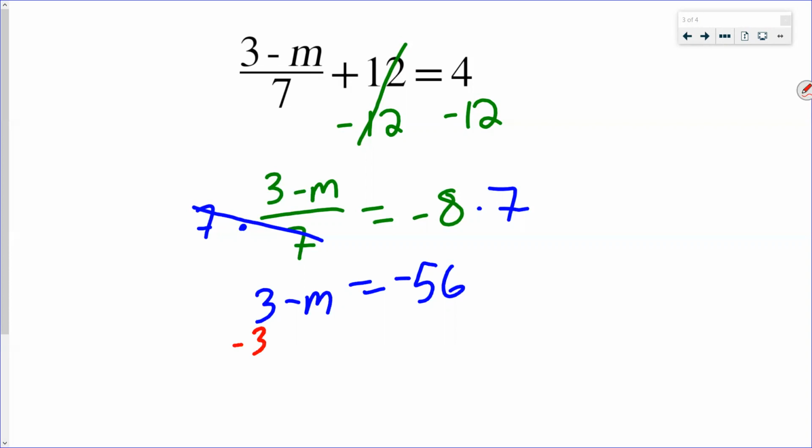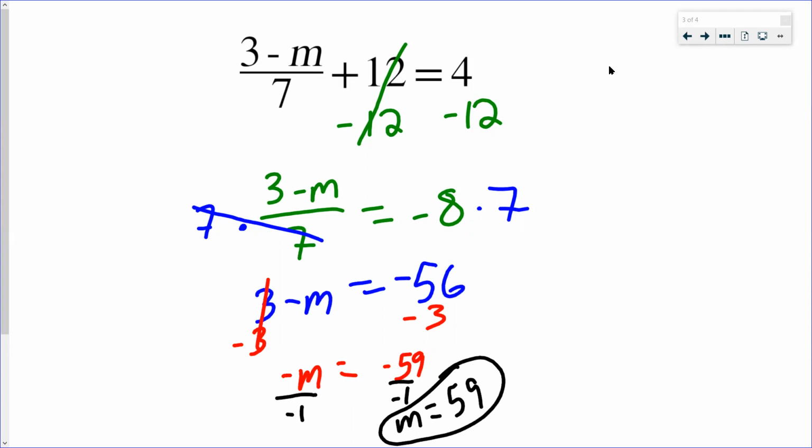We're going to subtract 3 from both sides. Negative m equals, what's negative 56 minus 3? Negative 59. Is m by itself? No, because it still has the negative. So how are we going to get rid of that negative? Add 1 or divide by negative 1? We divide everything by negative 1 and we get m equals, what's negative 59 divided by negative 1? It is 59.